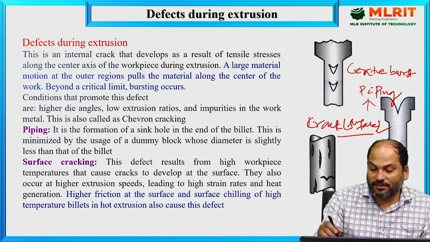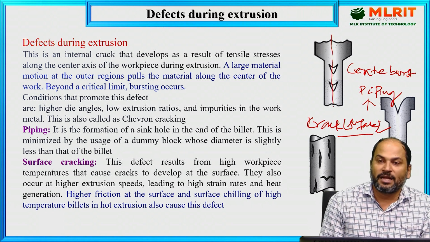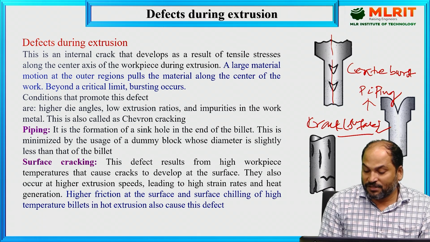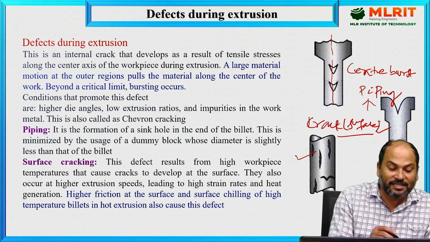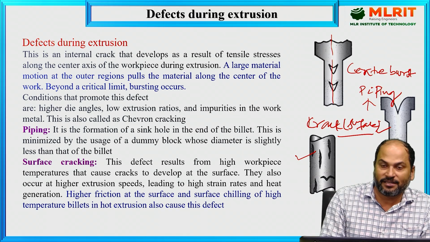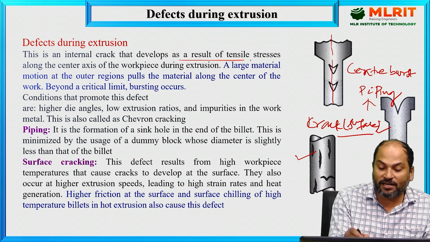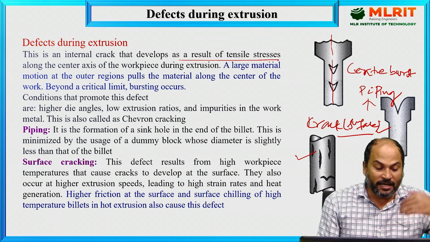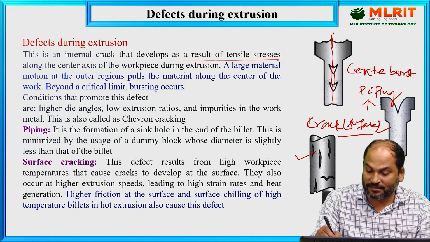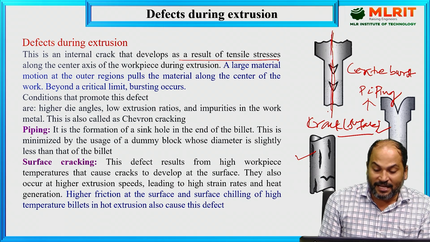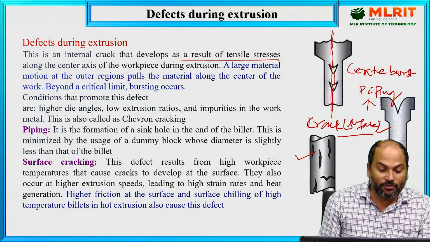So what are these? One is center burst, and another one is piping. You just see the diagram, and the third one is surface crack. So what is this center burst? We'll see. This is an internal crack, meaning it is inside the specimen, that develops as a result of tensile stresses along the central axis of the workpiece during extrusion. So this is the central axis. What will happen? Along this there will be tensile stress. A large material motion at the outer regions pulls the material along the center of the workpiece. Beyond a critical limit, bursting occurs.